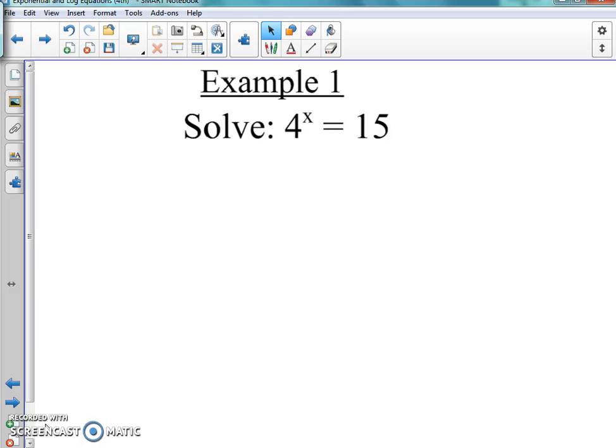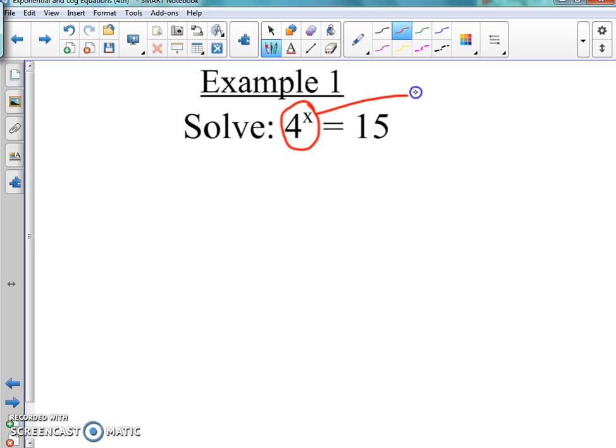So here we're going to start off with seeing what is our exponential function. Isolating that, getting it by itself. And we know here, anything to the x power is your exponential function. So that right there, that is already our exponential function. So is that already isolated?